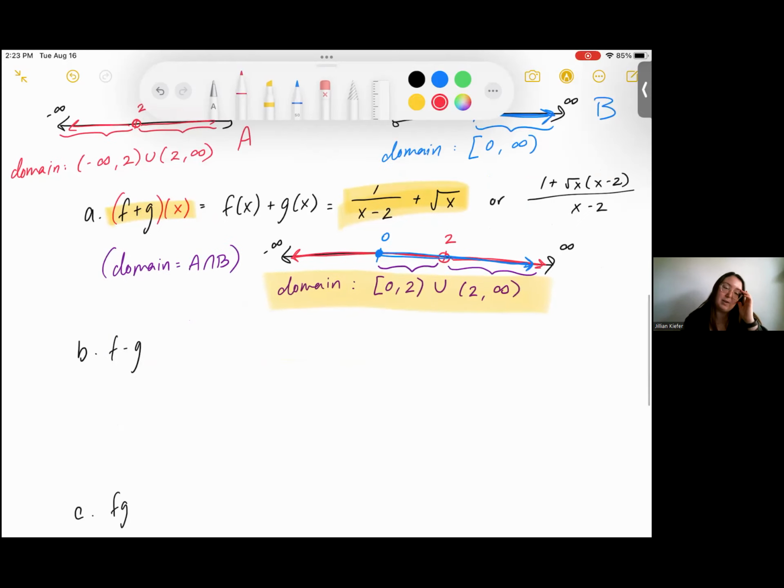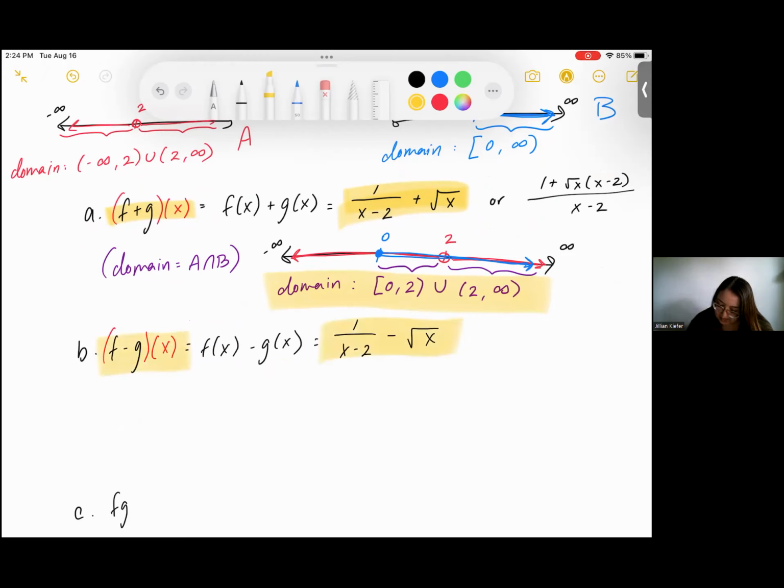So for part B, we have f minus g. Remember, this insinuates f minus g of x, even though it's not actually written. So this is f of x minus g of x. We know what f of x is. We know what g of x is. This is going to be 1 divided by x minus 2 minus the square root of x. And yes, once again, you don't have to simplify it any further than that.